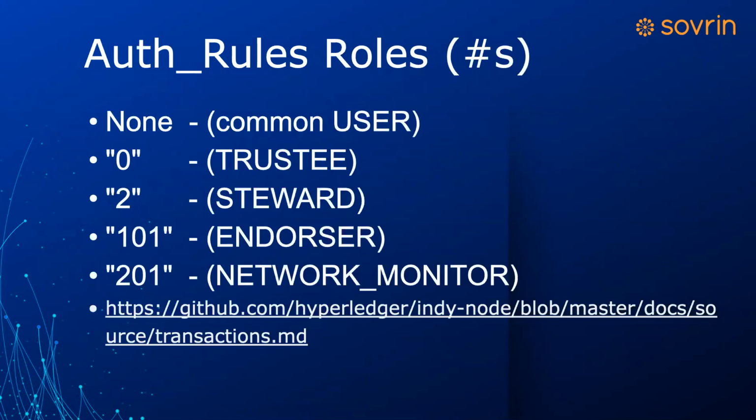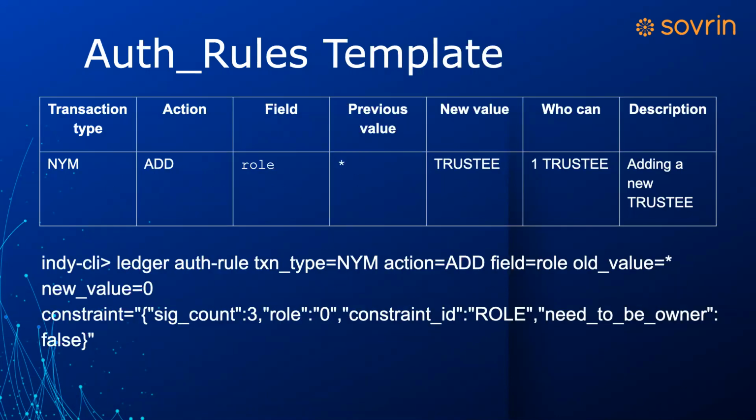What's the previous value used for in the auth rules? Is that just an integrity check kind of thing, that you'll only change it to the new one if the previous was what you expect? Yeah, you want to make sure you're affecting the rule you expect.